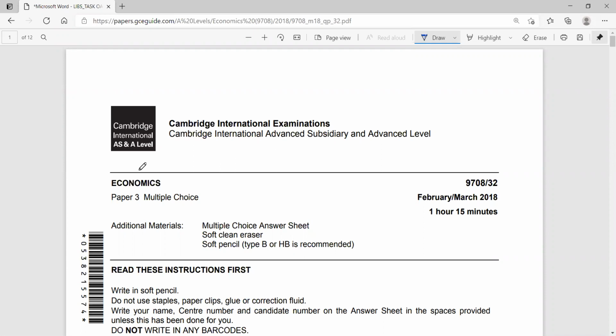I'll be solving paper 3, Feb March 2018, your A2 MCQs economics paper. I'll try to go as slow as possible and explain every single option in an MCQ.